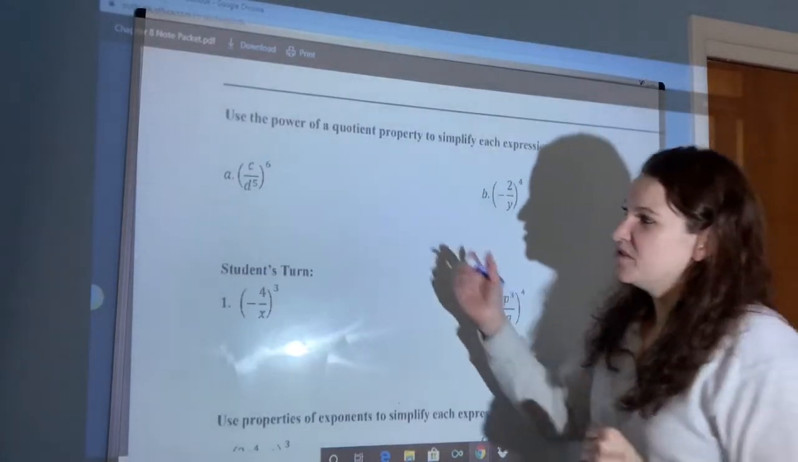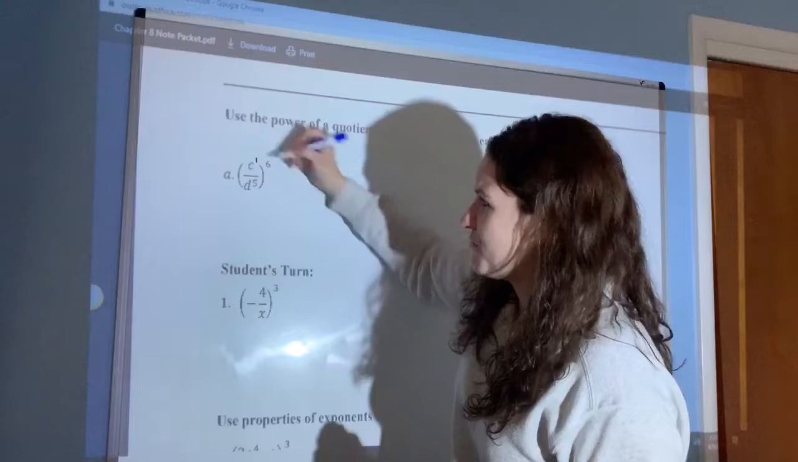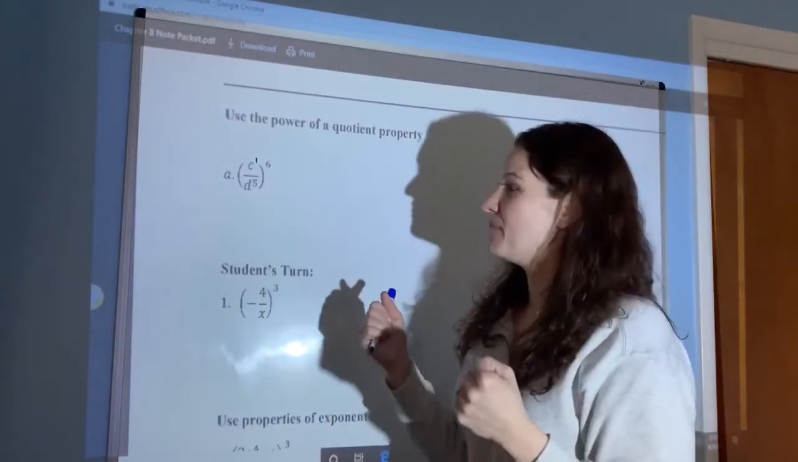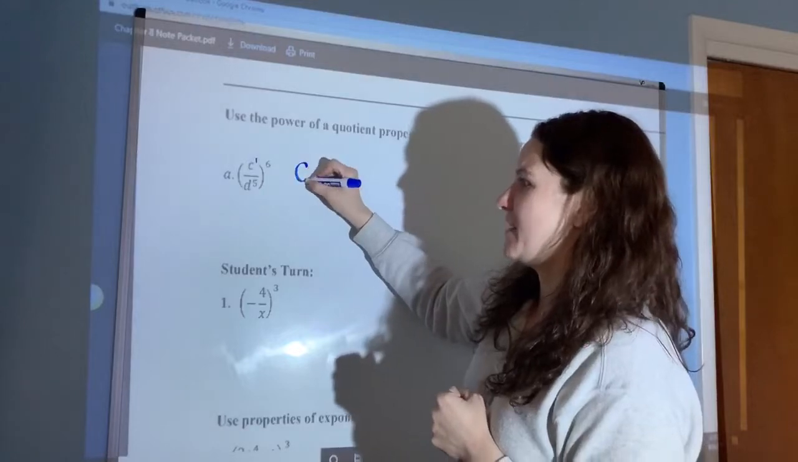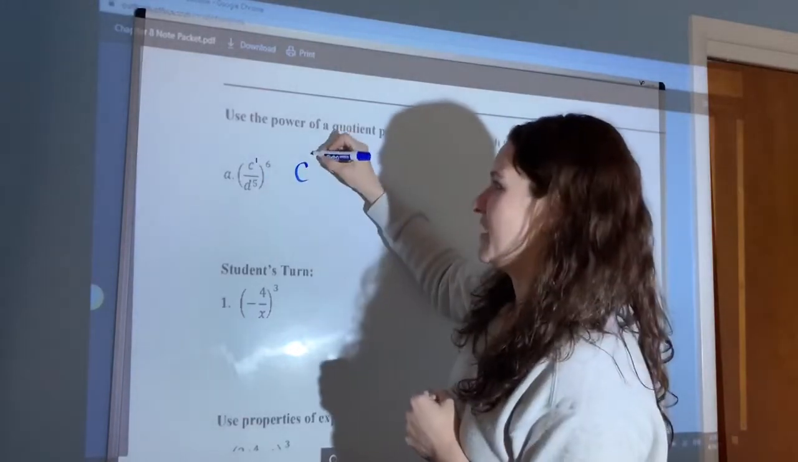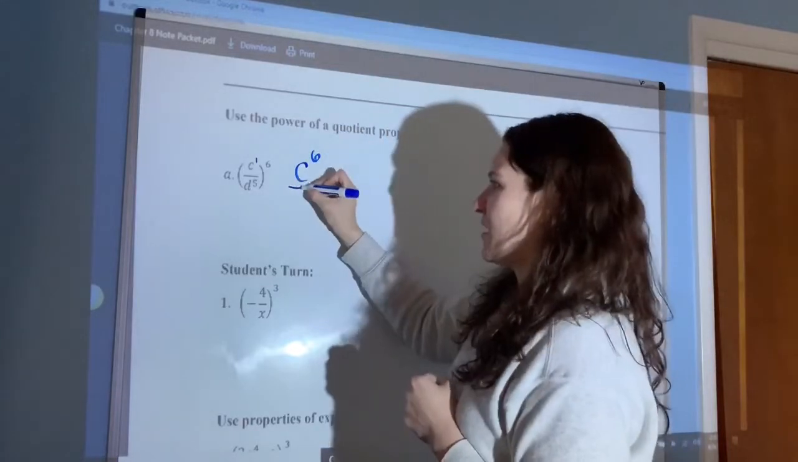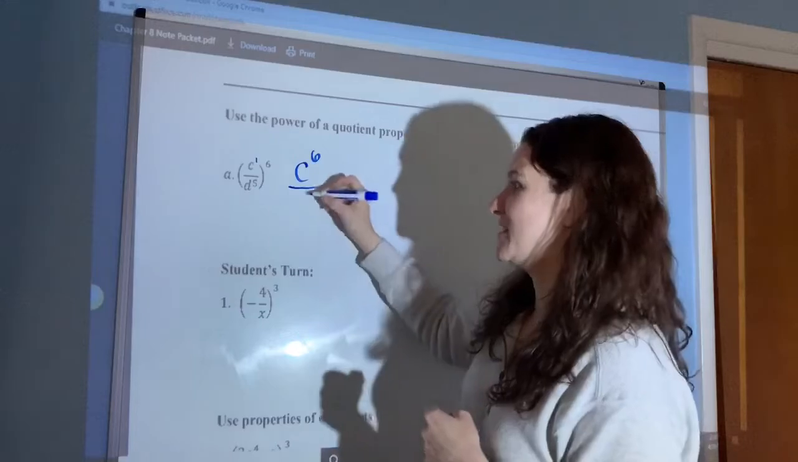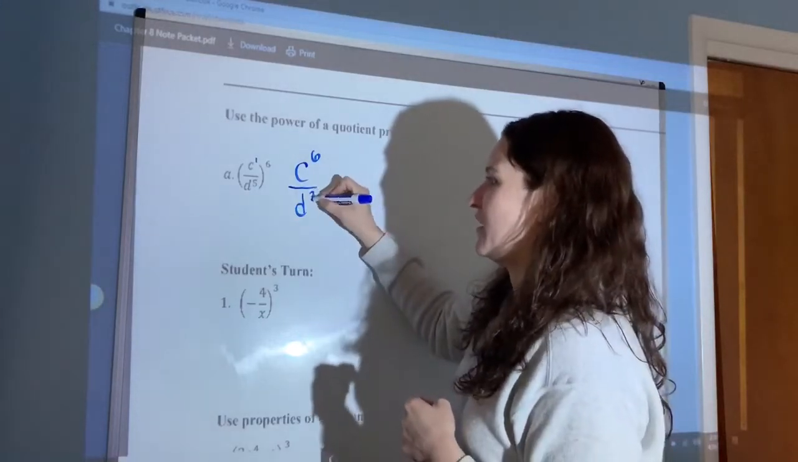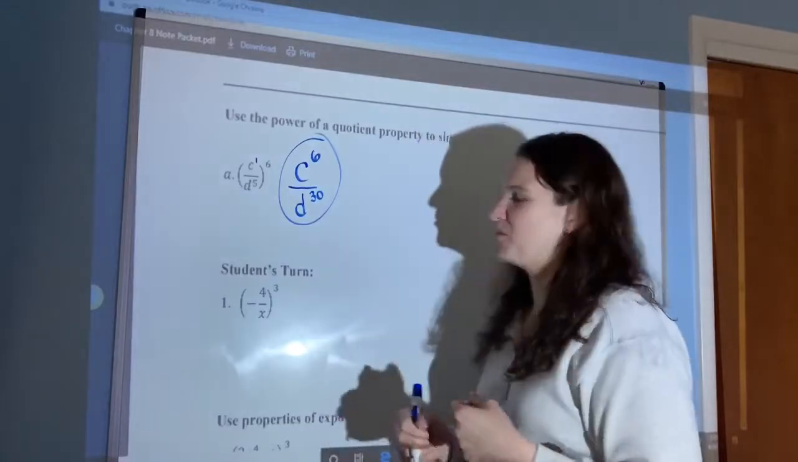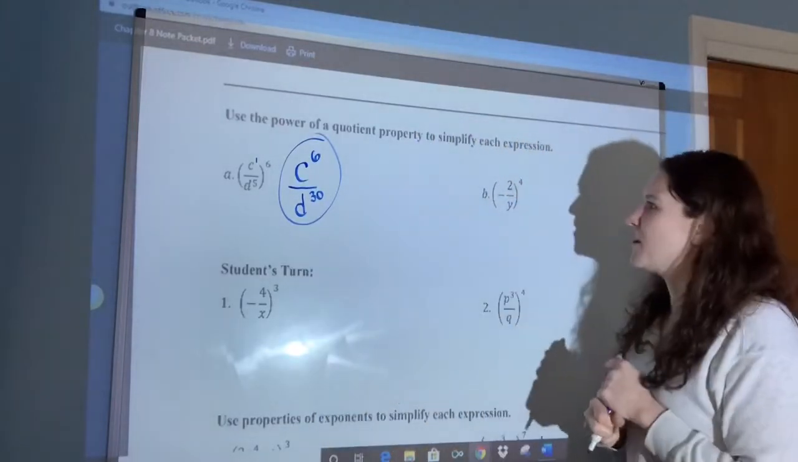So our first base here is c to the first power. And we know when we take a power to a power, we multiply, but keep the exact same base. So right now we're going to have c, 1 times 6 is going to give me 6. Underneath, we have d to the 5th power. 5 times 6 is going to give me 30. So power to a power, we multiply. Remember, we learned that property a couple properties ago.